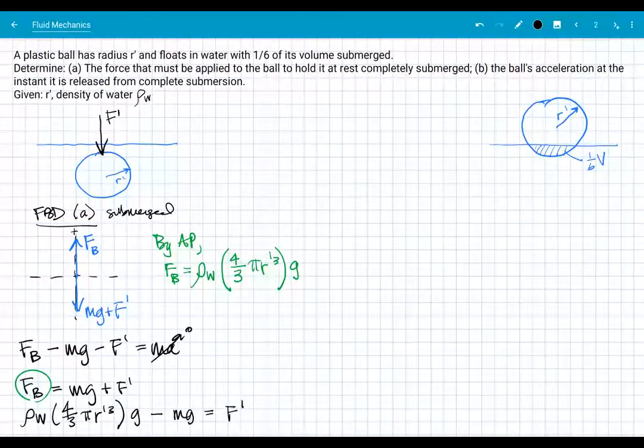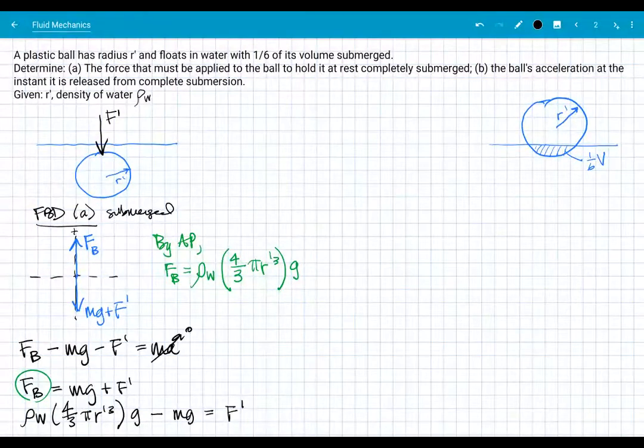So I see that I'm making progress on getting to F prime, but what's standing in my way right now? I mean, r prime is given, the density of water is given, the mass of the ball is not given. So I need to do something about that, right? The mass of the ball is not given. So I can't fully express F prime.